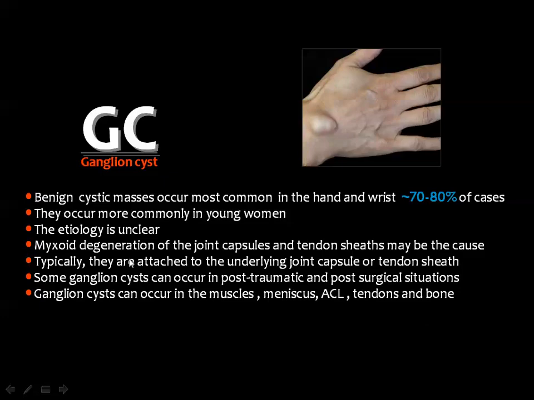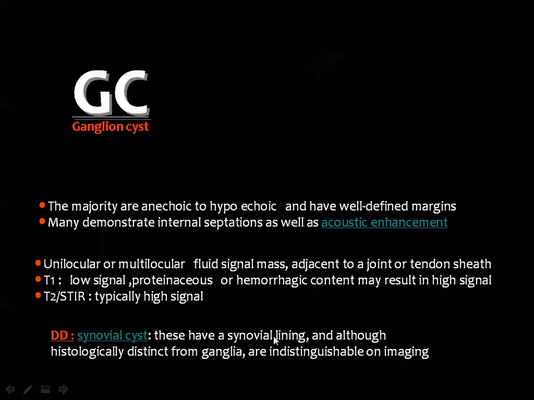They are typically attached to the underlying joint capsule or the tendon sheath, and these ganglion cysts may occur after trauma or surgical interventions. Ganglion cysts can occur in the muscle, in the meniscus, you remember parameniscal cyst, in the ACL, you remember also cruciate ganglion cyst, in the tendons, and even in the bones. The majority of these cystic lesions are hypoechoic, containing synovial fluid, and they have well-defined margins with posterior acoustic enhancement similar to any cystic lesion on ultrasound.